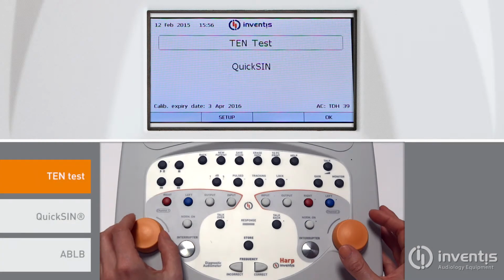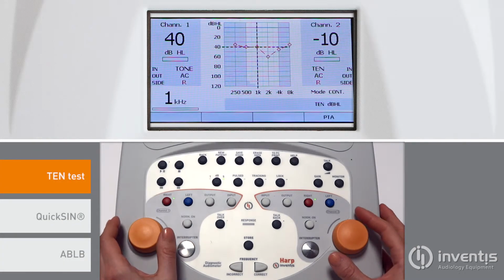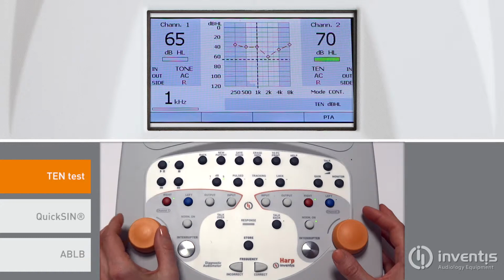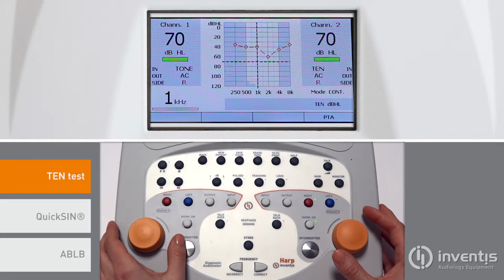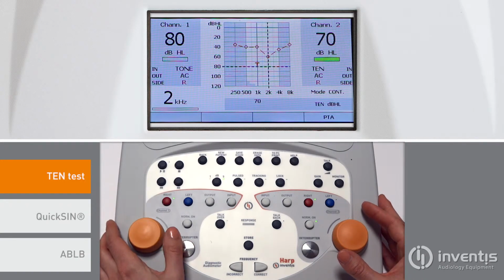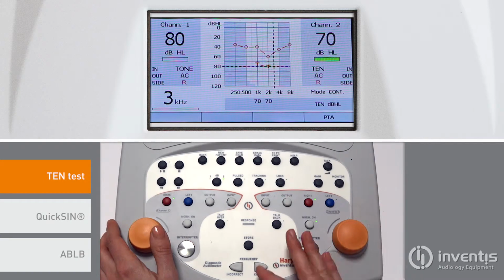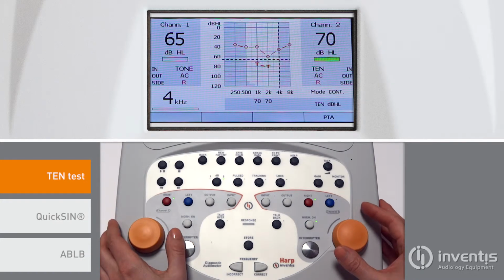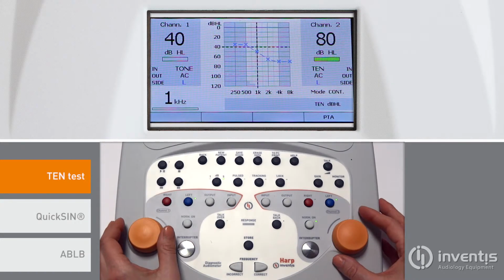The 10 test can be used to assist the detection of a dead region in the cochlea. The test involves measuring the threshold for detecting a pure tone presented in a background noise called threshold equalizing noise, which must be set at least 10 dB above the HL unmasked threshold. If the obtained masked threshold is 10 dB or more above that of both the unmasked and the 10 noise, the cochlea is considered dead at that frequency.